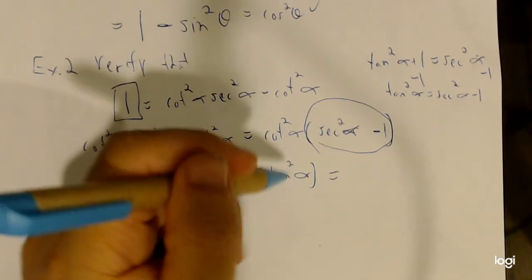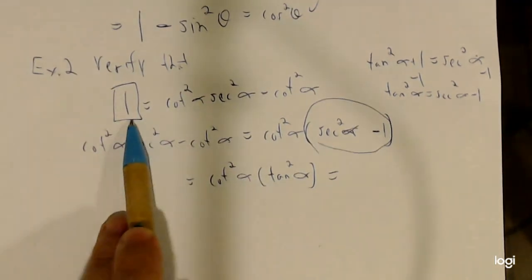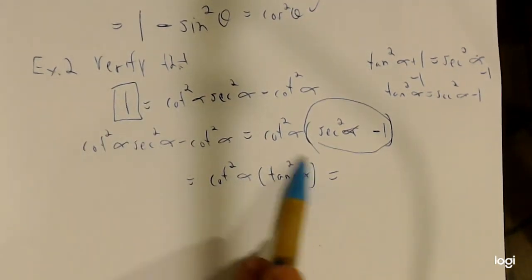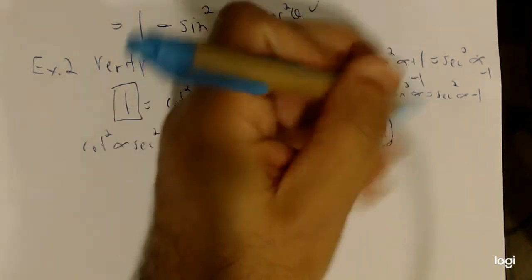So why do I like that? Because look, what's my end result? I want to get 1. So if I rewrite this as 1 over cotangent squared, what do I get?